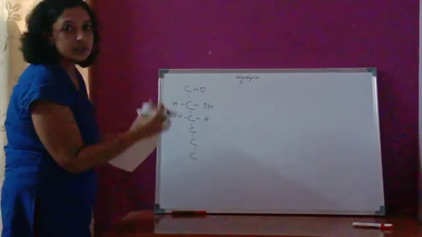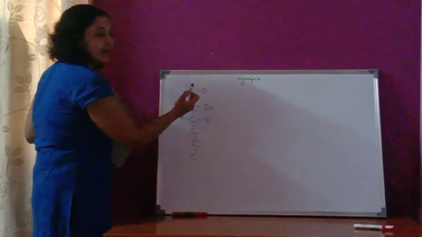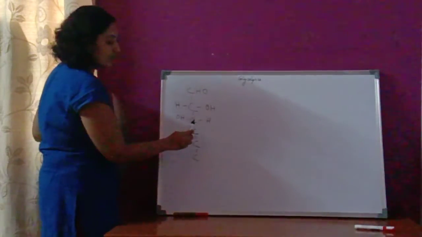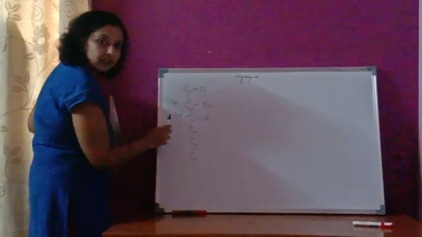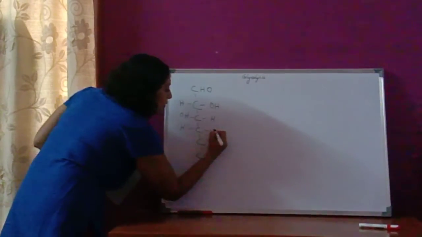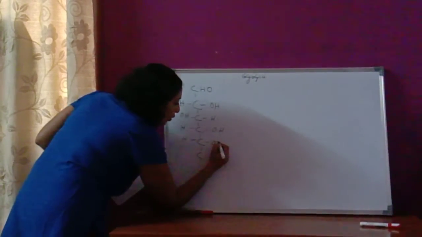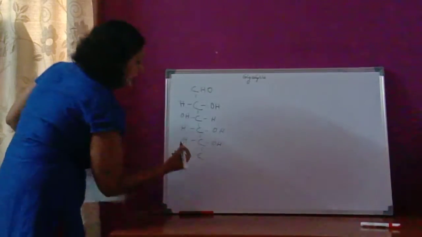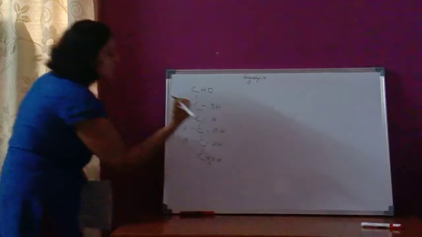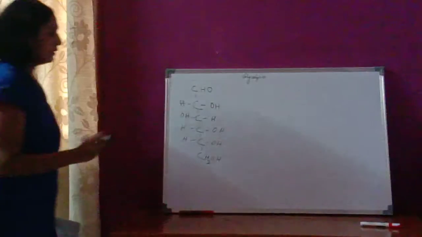I want my students to learn from the beginning, so let me go slowly. CHO, first carbon; second carbon, CHOH. In the third carbon atom it is OH. The fourth carbon atom, CHOH. Fifth carbon atom, CHOH. And the last, sixth carbon atom, CH2OH. So this is the structure of glucose.